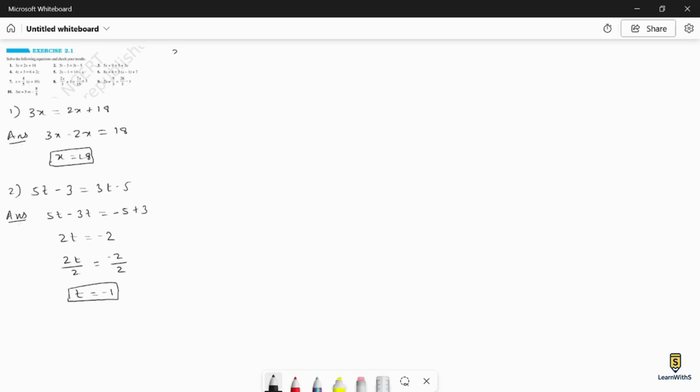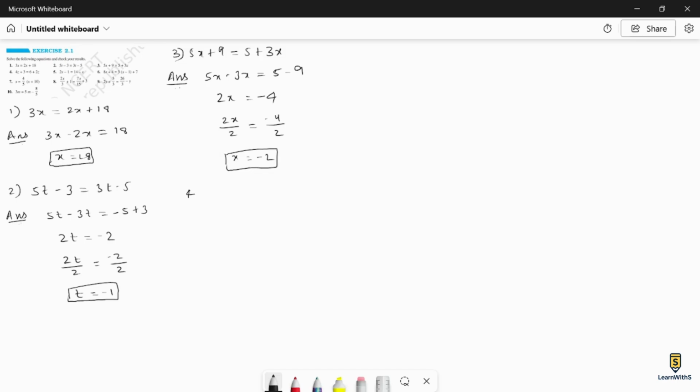Next, third question. 5x plus 9 is equal to 5 plus 3x. Here also same, variables to one side, constants to the other. 5x minus 3x is equal to 5 minus 9. 5x minus 3x is 2x, 5 minus 9 is minus 4. Here, we have to divide both sides by 2. So 2x by 2 is equal to minus 4 by 2. x is equal to minus 2.